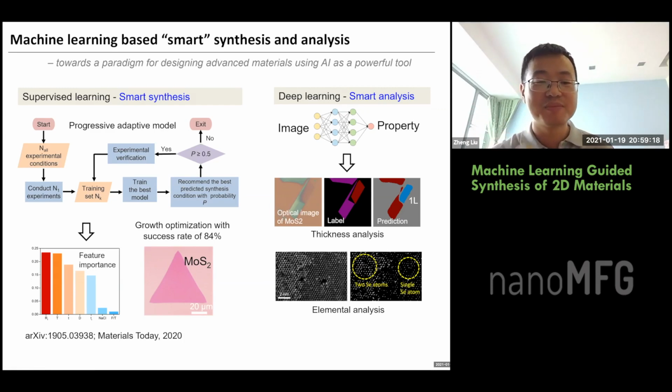Taking molybdenum sulfide as an example, we chose 6 or 7 features here. And using this model, we realized that ramping rate and temperature are the most important features that dominate whether you can grow the molybdenum sulfide or not.